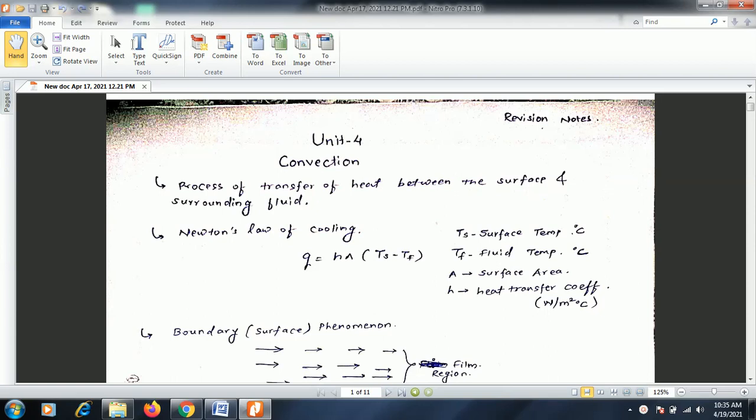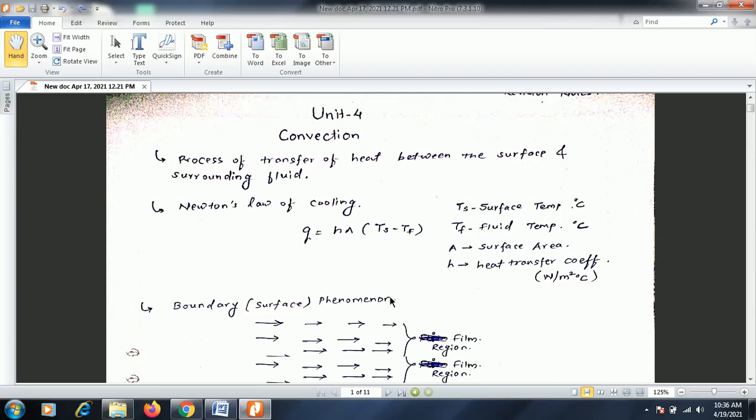The law governing convection is Newton's law of cooling, which states that Q equal to hA (Ts minus Tf), where Q is the rate of heat transfer, Ts is the surface temperature, Tf is the fluid temperature, capital A is the surface area, h is the heat transfer coefficient, and its unit is watt per meter square degree centigrade. So Q is equal to hA (Ts minus Tf), where A is the surface area.